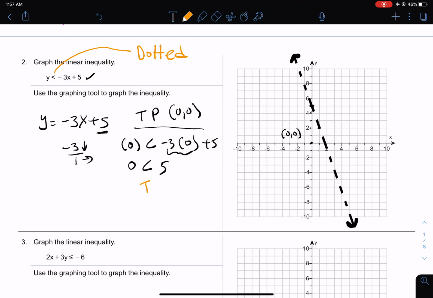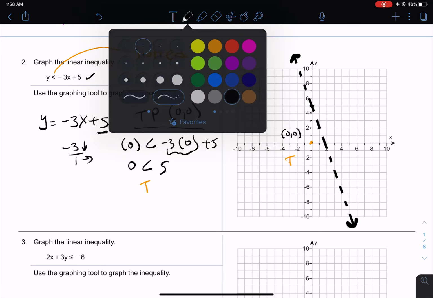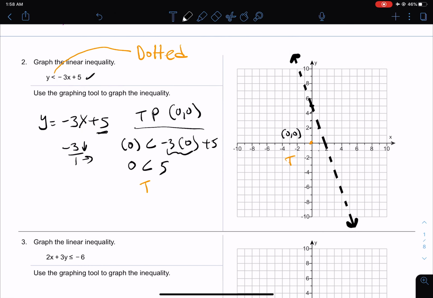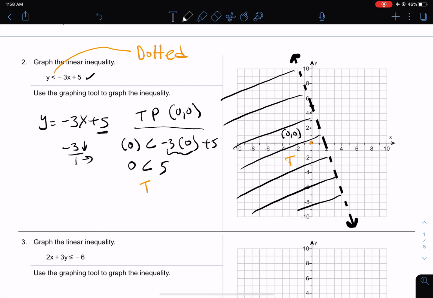So the side where we got 0, 0 is true. That means that's the side we shade on. So we go ahead and shade that. Maybe make it a little bit bigger, and then we shade over here. We're saying all of the answers that are true are going to be on the side that we tested to be true. Now, if we tested this and it was false, then we'd have to shade on the opposite side, and we'll see that happen coming up.